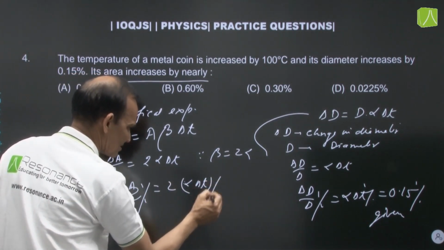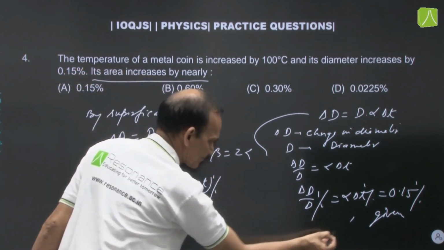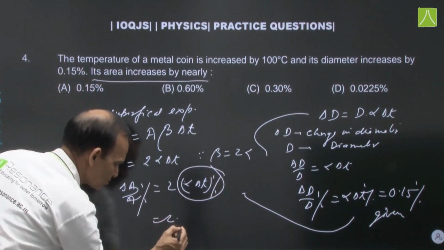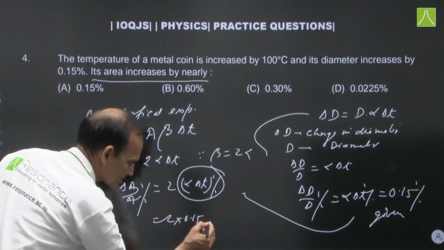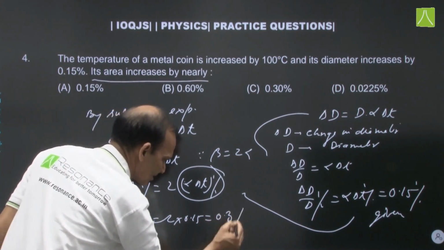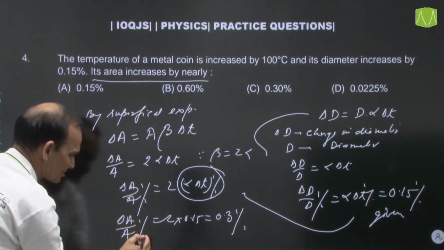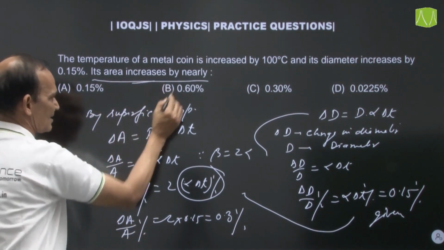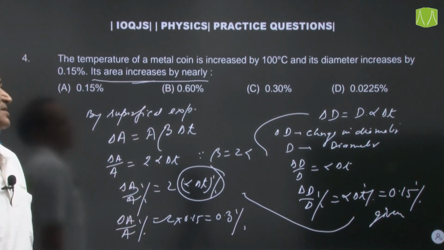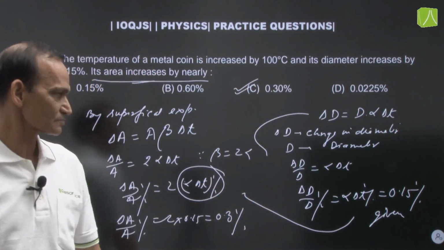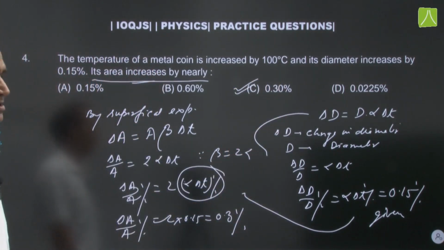So delta A upon A percent will be 2 times alpha delta T percent. From the given it is 0.15, so it is 2 into 0.15, that is 0.3%. It is delta A by A in percent. So the percent change in area is 0.3%. The correct option is C. This was question number 4.